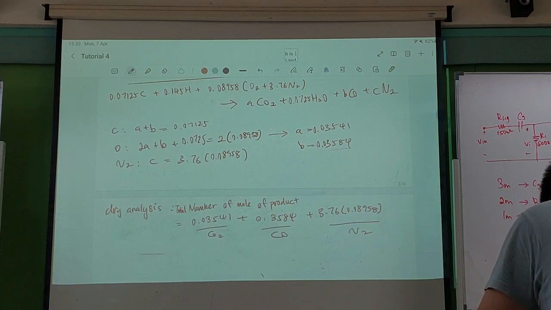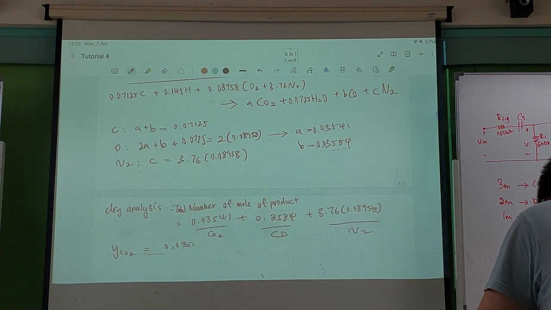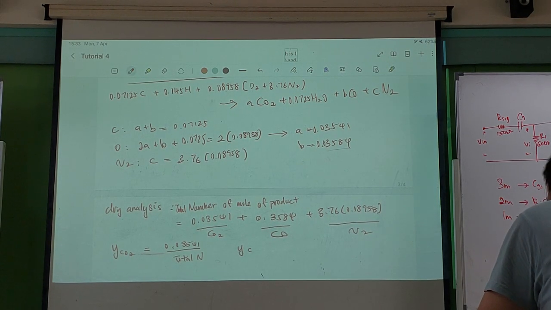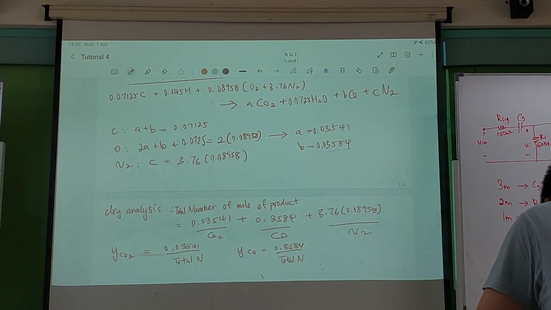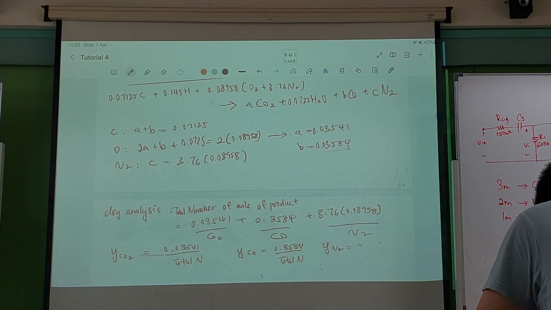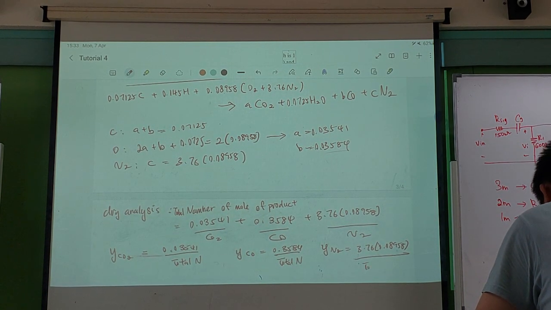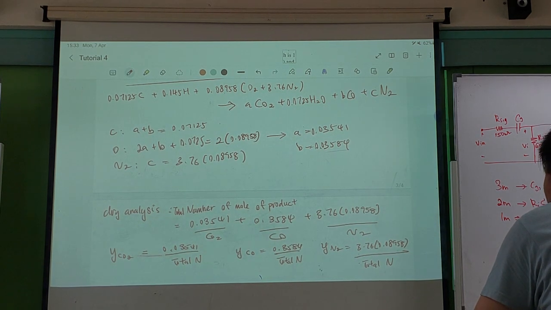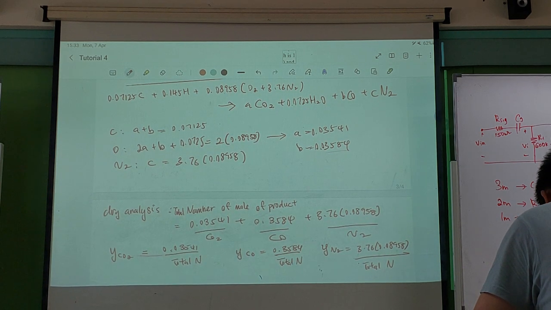So when you look for the dry analysis, Y CO2 is 0.03541 over the total. The Y CO will be 0.3584 over total N. And Y N2 is 0.08958 over total N. So there isn't any water component. Once you found this, just add them up to check whether you get one or not.